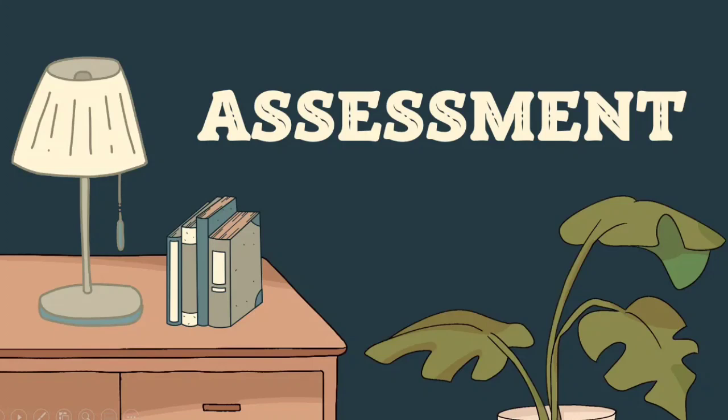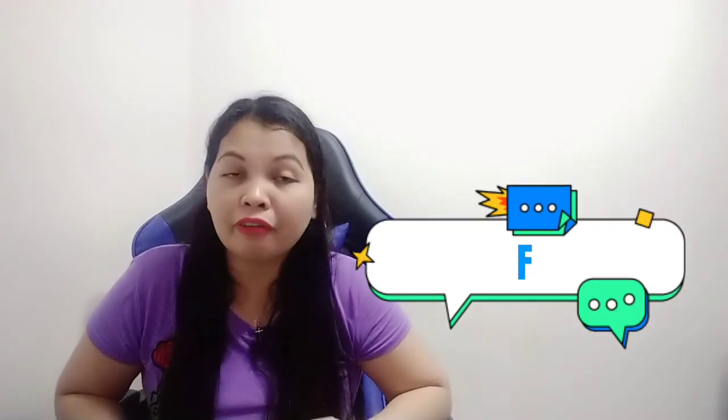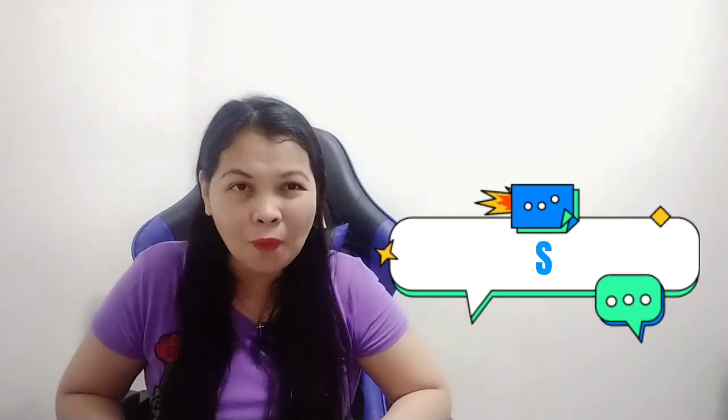Okay, so let us proceed to this assessment. I'm going to read the following pair of sentences. And then, you're going to decide which is factual and which is subjective between the two. So, in your paper, you're going to write F for factual and S for subjective. So, write your answer on your pad paper. So, I am encouraging everyone to get one whole sheet of paper.